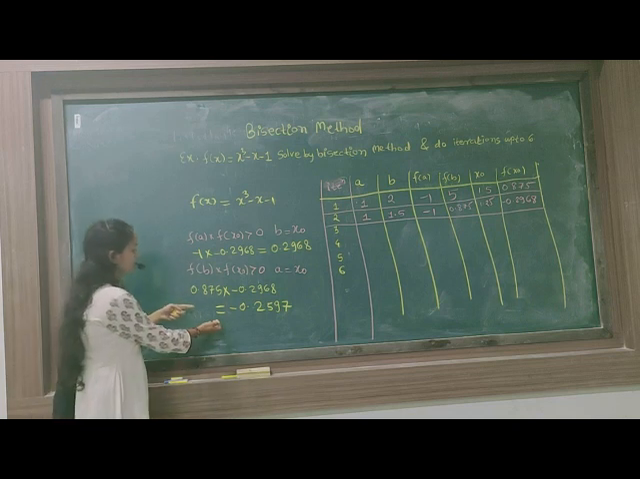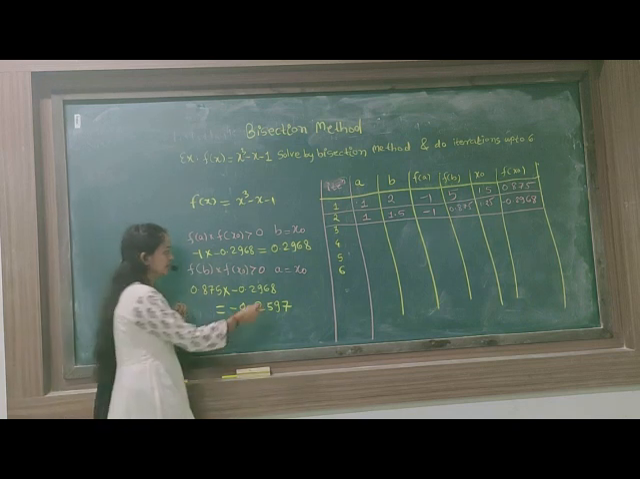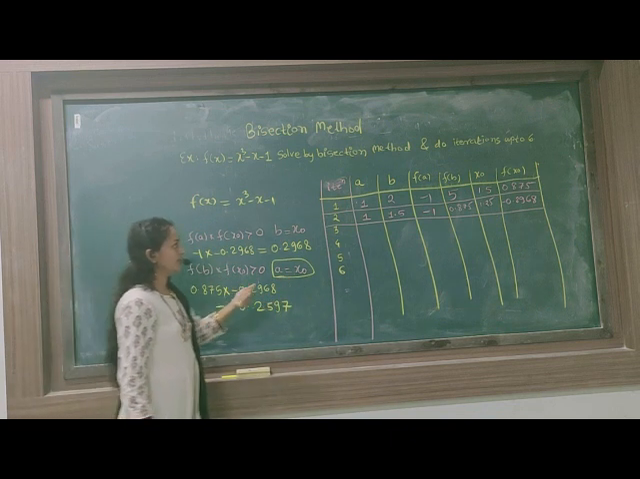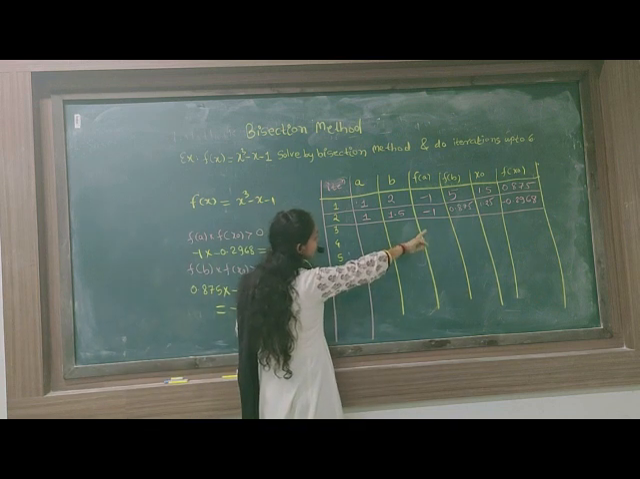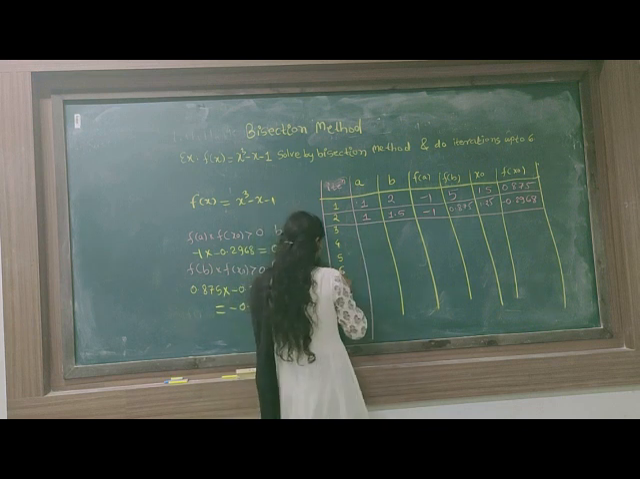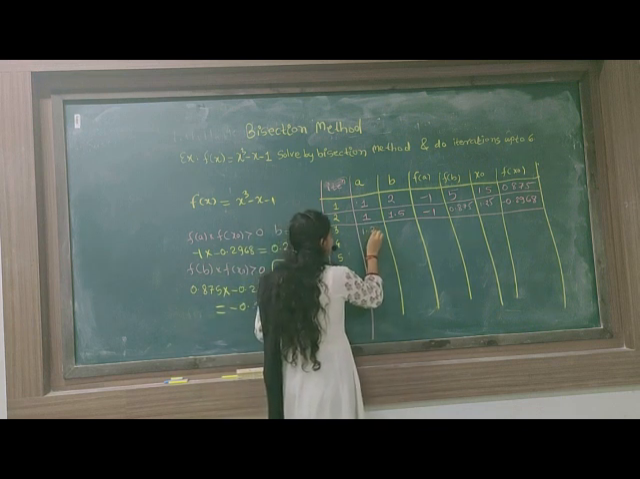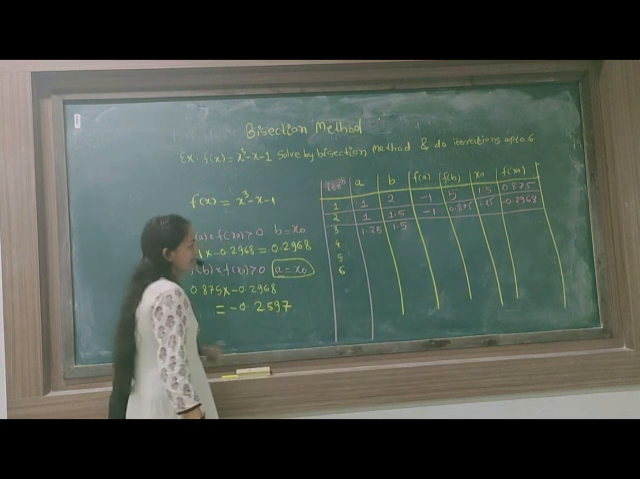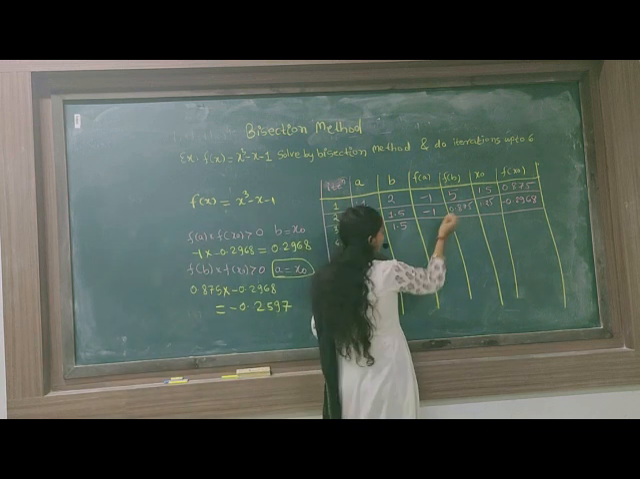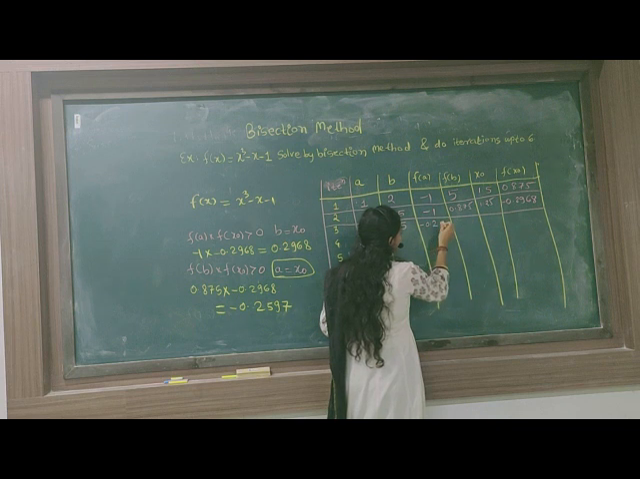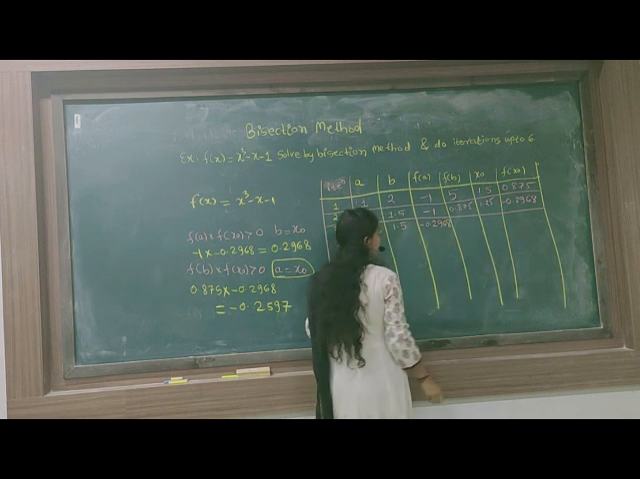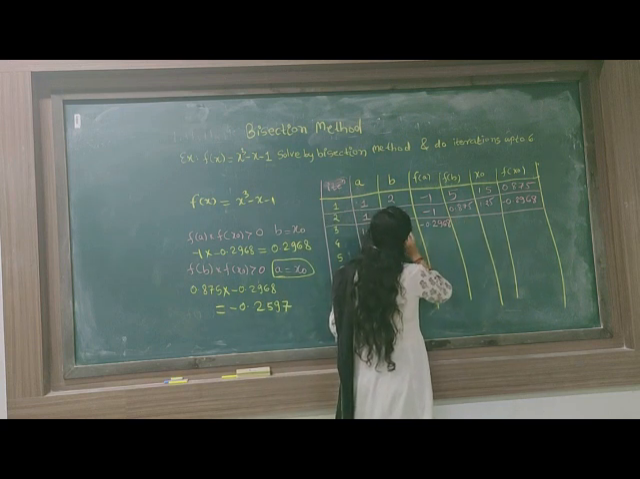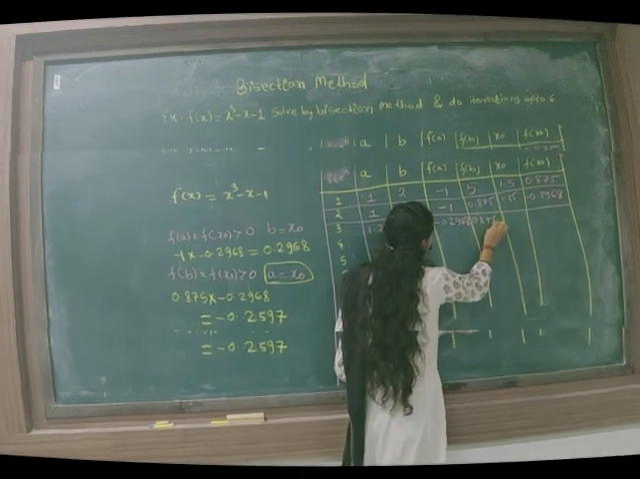Now definitely this value is less than 0, so I am going to set this condition. Now what is my new a? So the new value of a becomes the x0, right? So the x0 value becomes 1.25. So my new value of a becomes 1.25 and the b value stays as it is, that is 1.5. Now the function of 1.25 we have already calculated, that is minus 0.2968, right? And the function of 1.5 becomes 0.875.